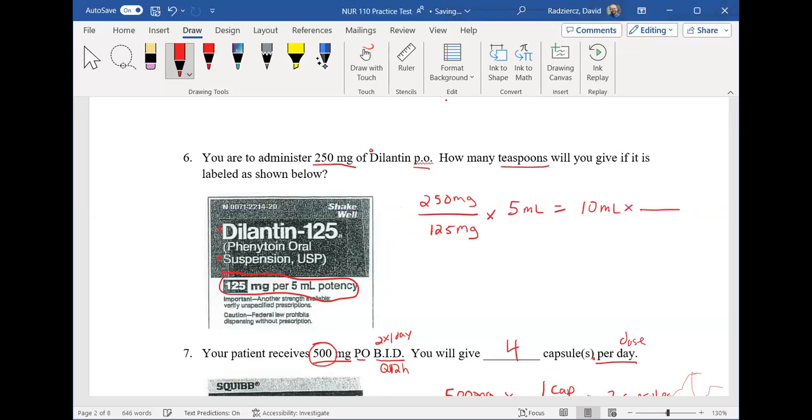If you don't remember this, 1 teaspoon is equal to 5 milliliters. So your answer is going to be 2 teaspoons.